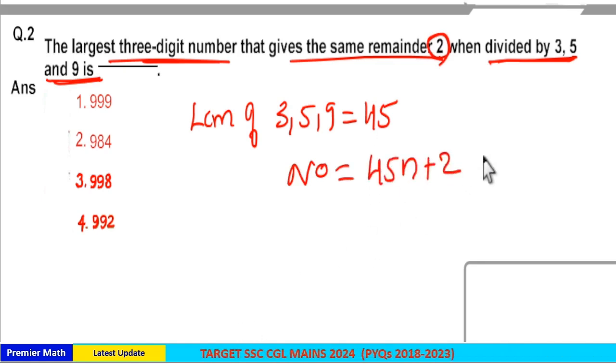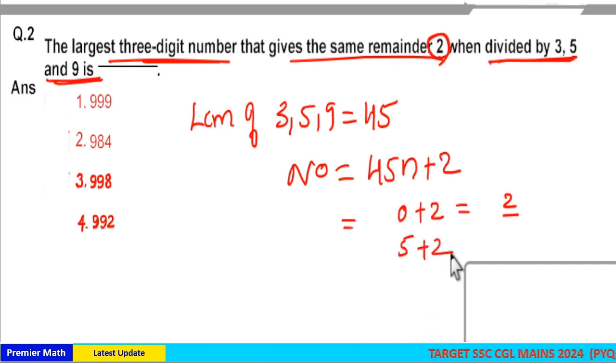Now, the unit digit of 45n must be 0 or 5. So, if you add 2 to 0, the unit digit should be 2. And if you add 2 to 5, the unit digit should be 7. Now, if you look for unit digit 2 or 7, you will get option 4 as your answer.